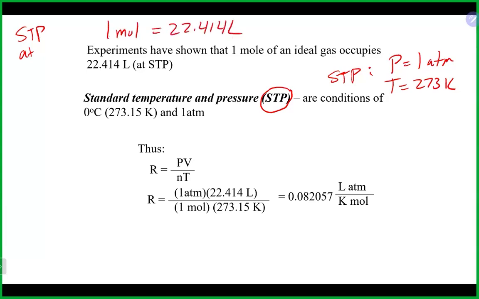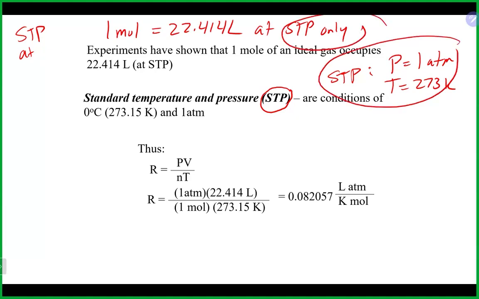That is a conversion factor that, if you happen to be at STP, you could use, and you might not have to use the ideal gas law. So you could bypass the ideal gas law and use that as a conversion factor. But it definitely has to be at STP. So if the temperature is not 273, the pressure is not 1 atmosphere, you should never use that conversion.